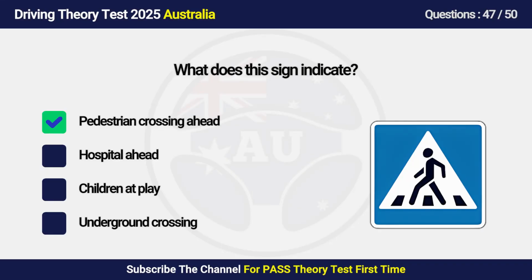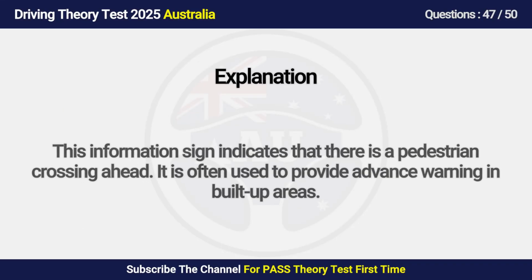Answer is A. Pedestrian crossing ahead. This information sign indicates that there is a pedestrian crossing ahead. It is often used to provide advance warning in built-up areas.